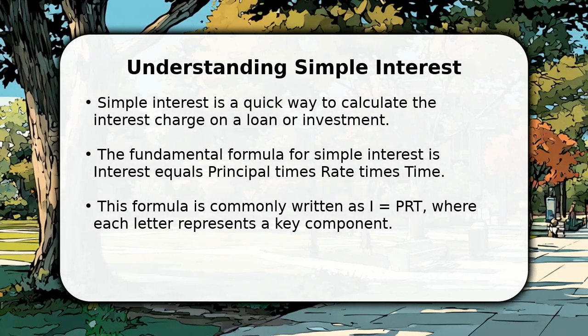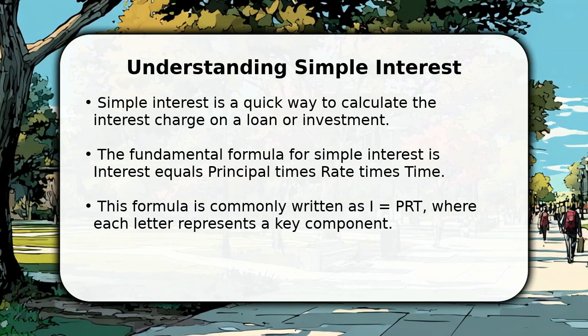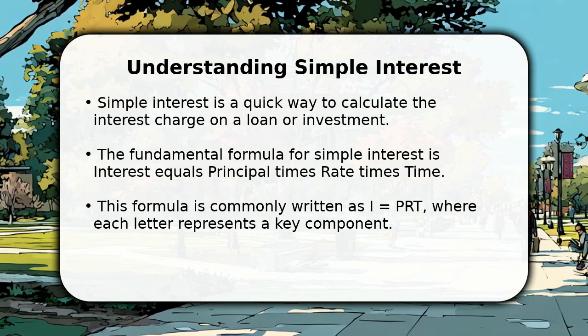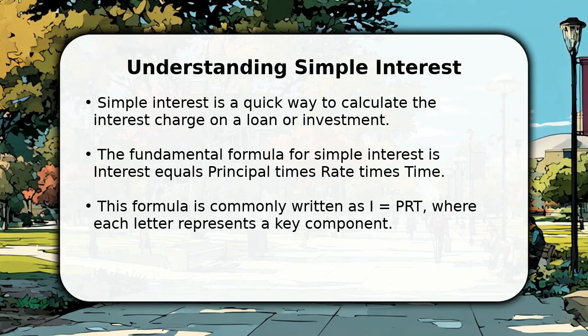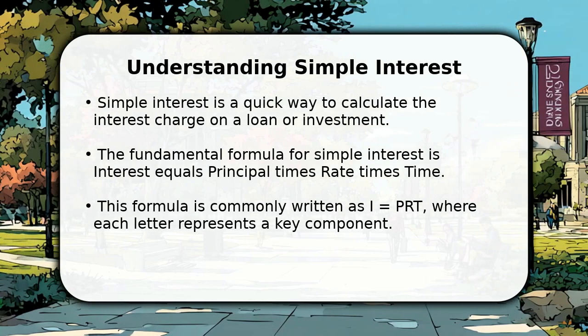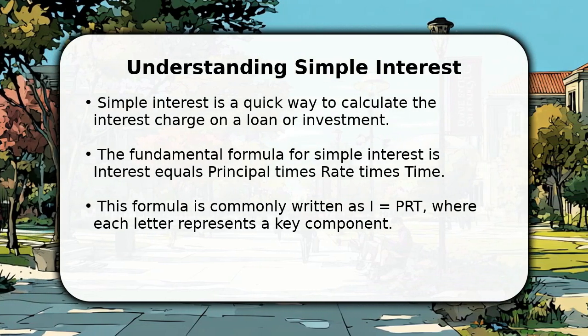In this video, I will explain how to find out time and simple interest. First, let's understand the basic concept and formula. Simple interest is a straightforward method for calculating interest on a principal amount. The core formula we use is I equals P times R times T.